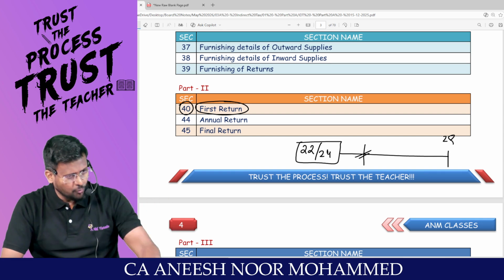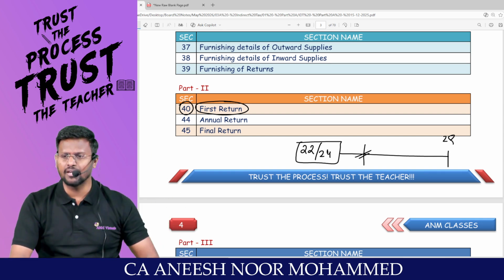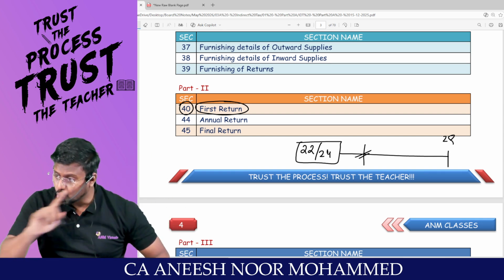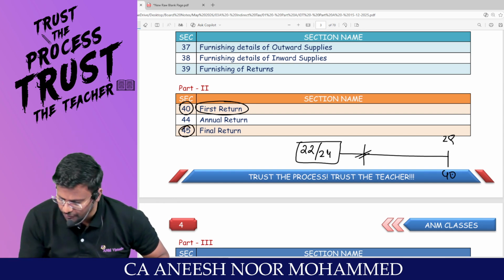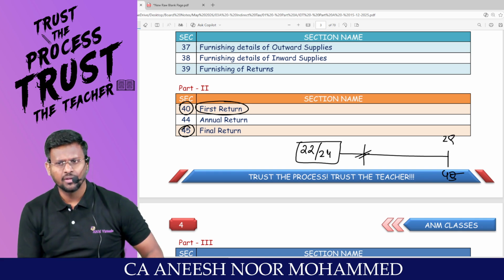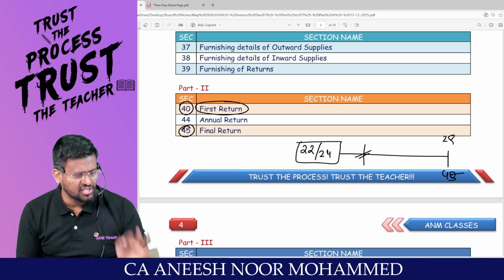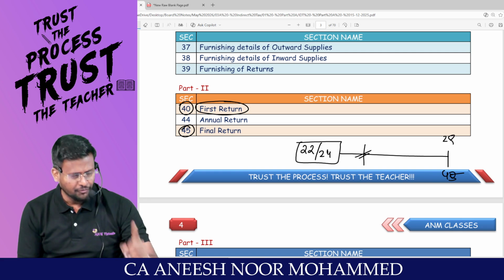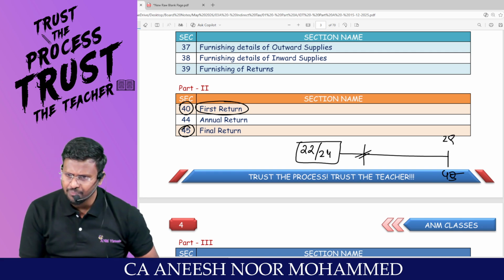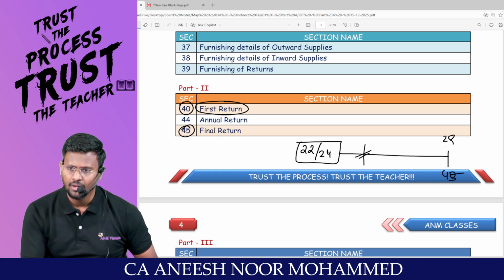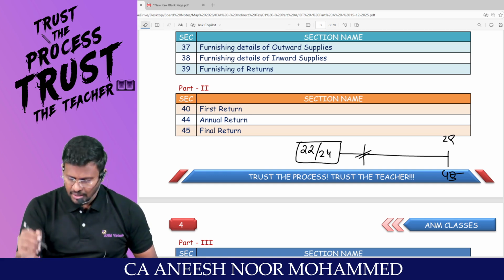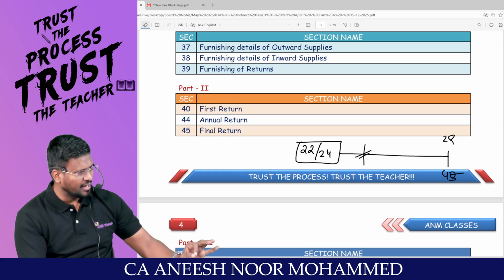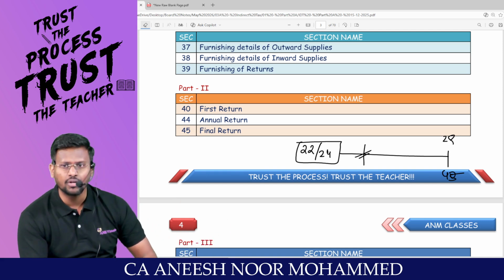Once you cancel the registration, my dear lovable students, before you get out of the GST scheme, you are supposed to file a final return, called section 45. So after you take registration, the return which you file for the first time is called the first return under section 40. Once your registration has been cancelled, you are supposed to file a final return under section 45.